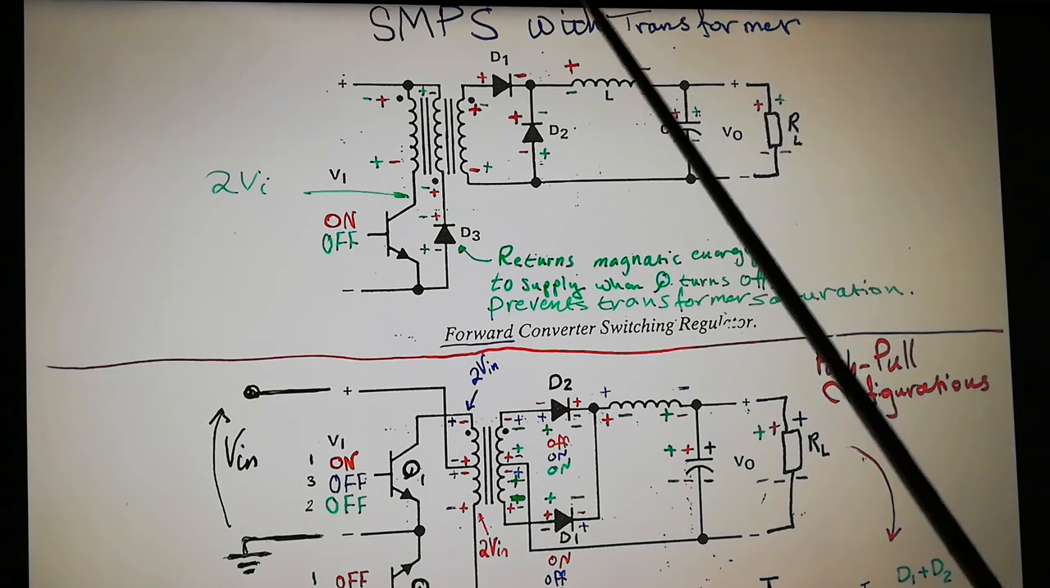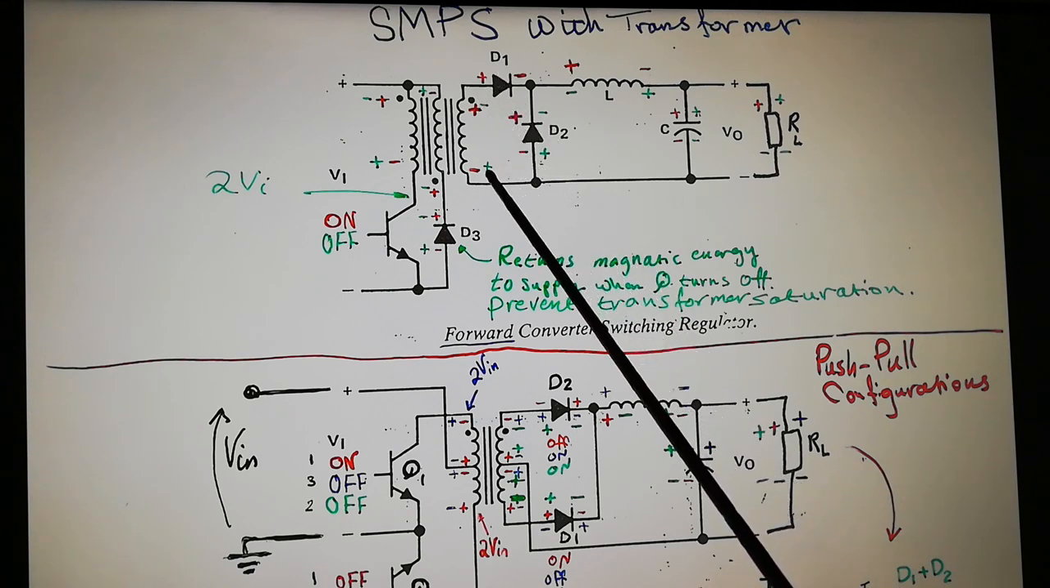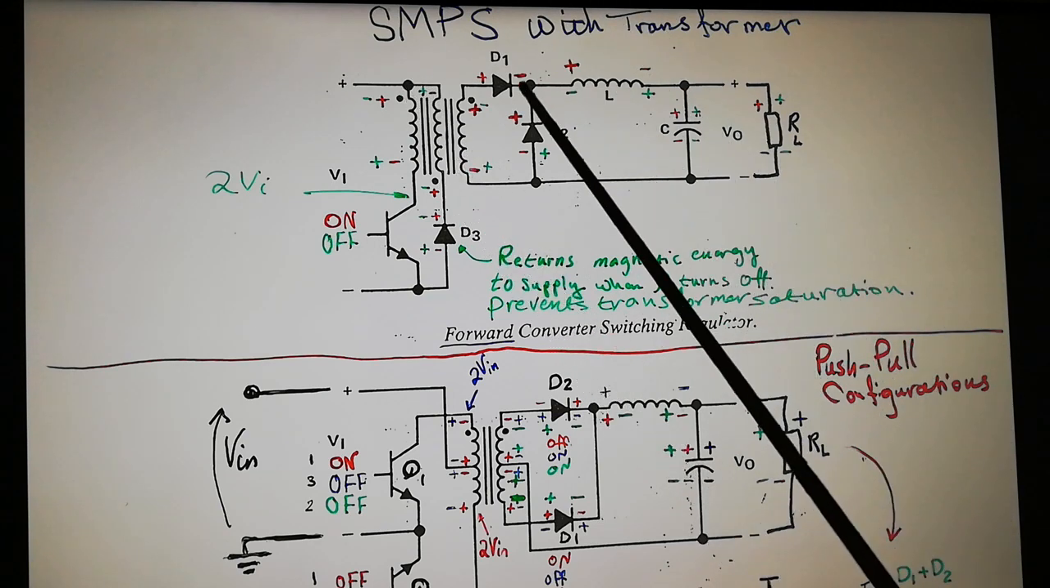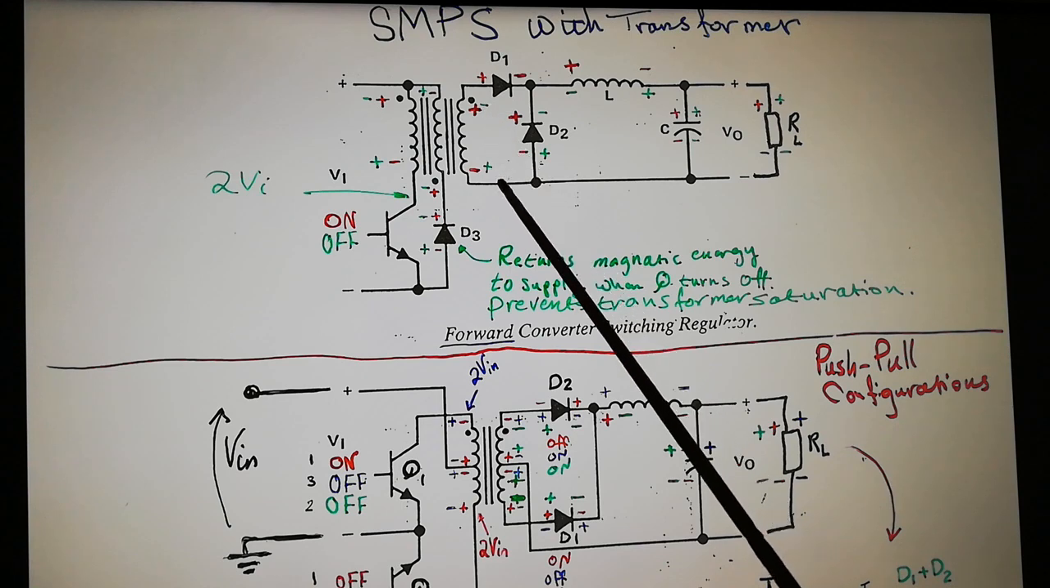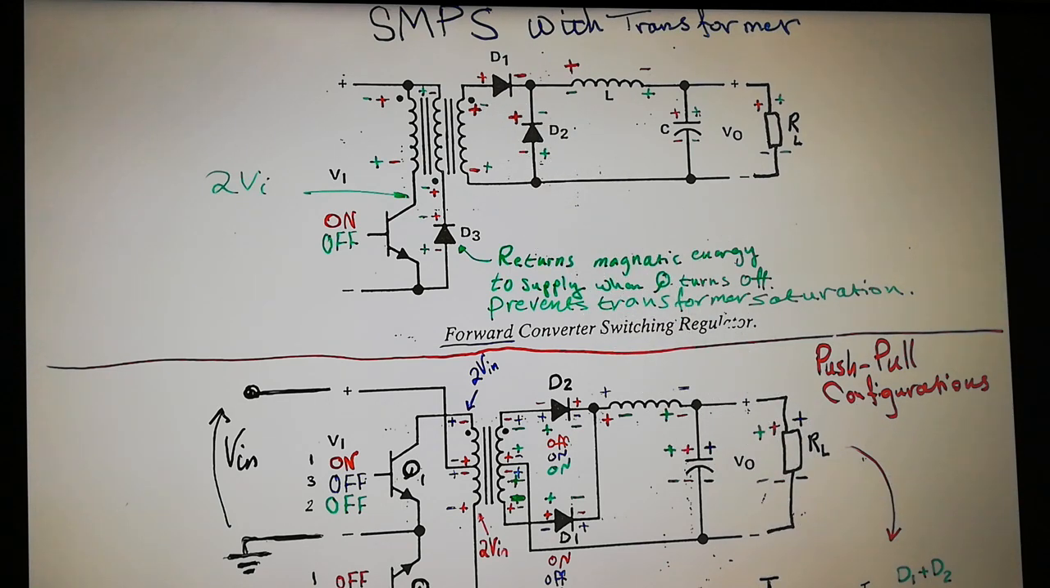And what's happening here too? You got your negative in here and a positive in here. And always know the little dots in here tell you exactly what's happening. So, okay, when you have your negative in here and your positive here, that means this diode will be reverse biased.